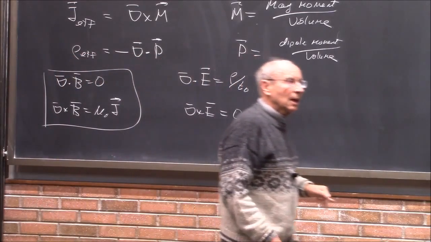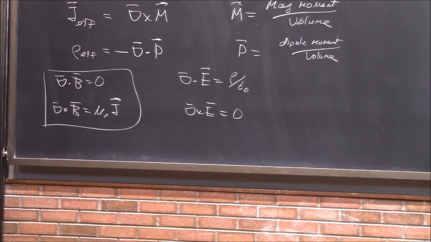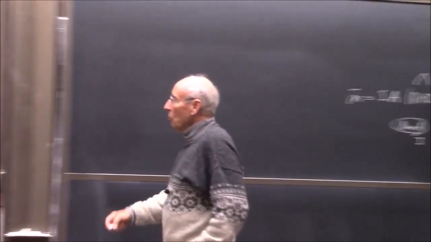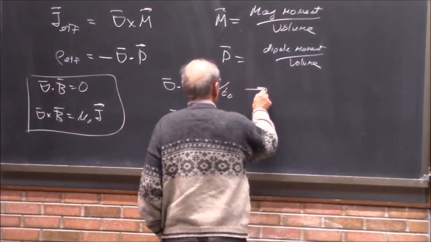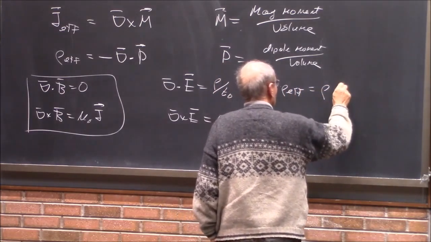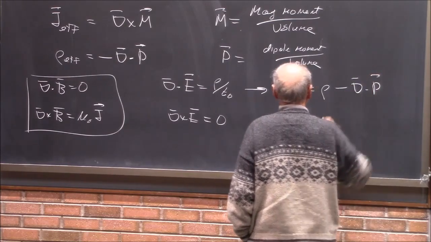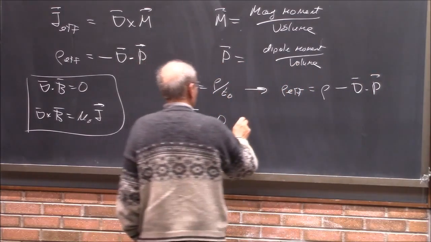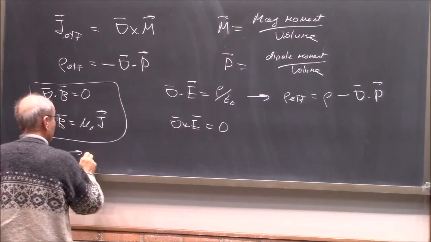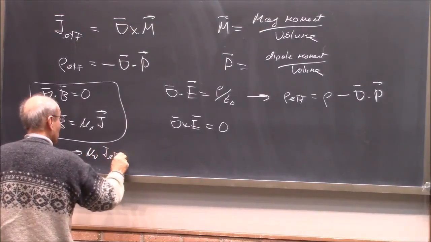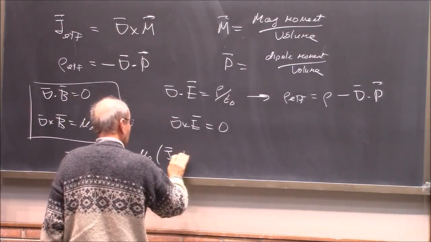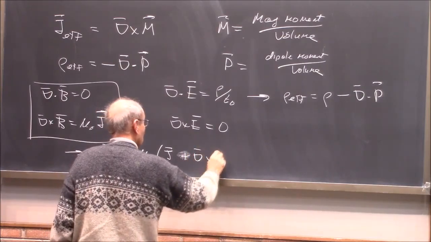Over here, when you had an electric material, what we had to do was add the effective charge that was produced by the dielectric. And so we replaced this by rho effective, which was rho minus the divergence of P. Here, we replace J by mu 0 J effective, which was mu 0 times J plus the curl of M.